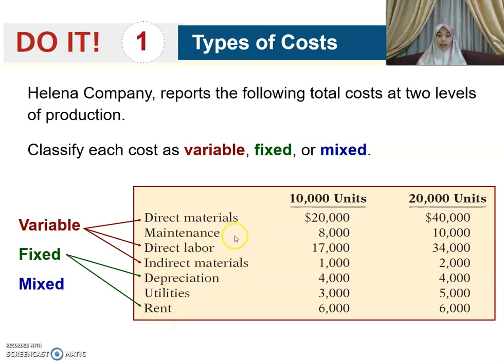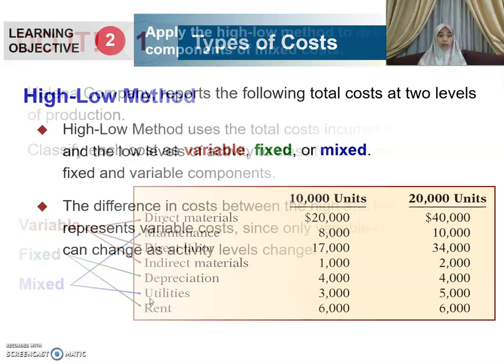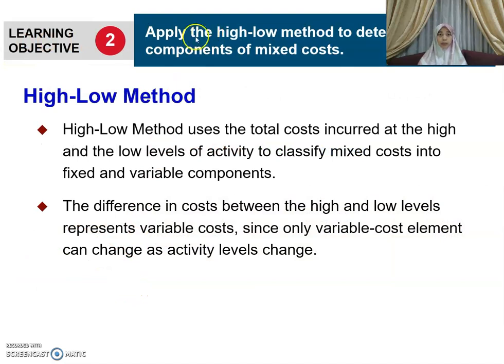And if you find that the cost changes per unit, so this one, if you calculate, as I mentioned earlier, this one is 0.8 and this one is 0.5. So that belongs to a mixed cost element. So that one will be your mixed cost. This one will be your utilities, will also be your mixed cost. Okay, and then we need to apply the high-low method to determine the components of the mixed cost.